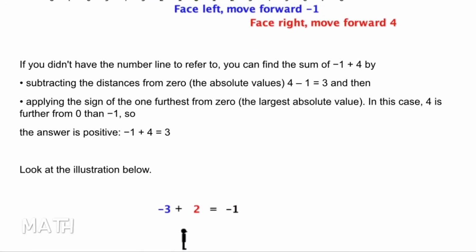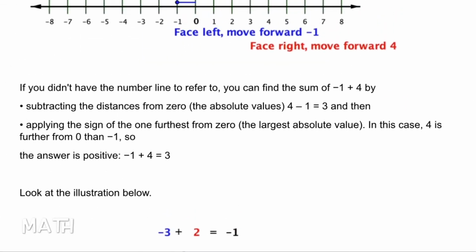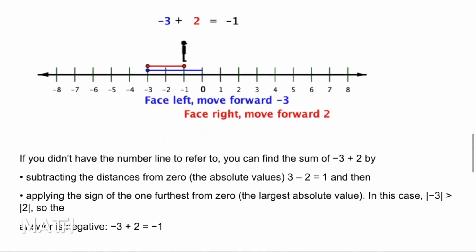Okay, if you didn't have this number line to refer to, you can find the sum of negative 1 plus 4 by subtracting the distances from 0. The absolute value of negative 1 is 1, and 4 minus 1 equals 3, and then applying the sign of the number furthest from 0, the largest absolute value. In this case, 4 is further from 0 than negative 1, so the answer is positive. Negative 1 plus 4 equals 3. Look at the illustration below.